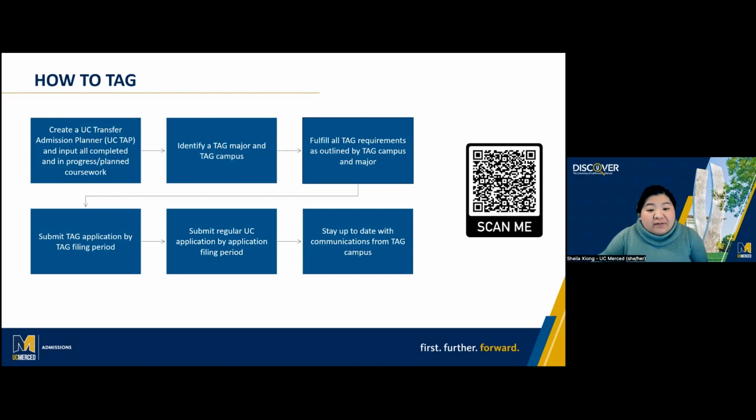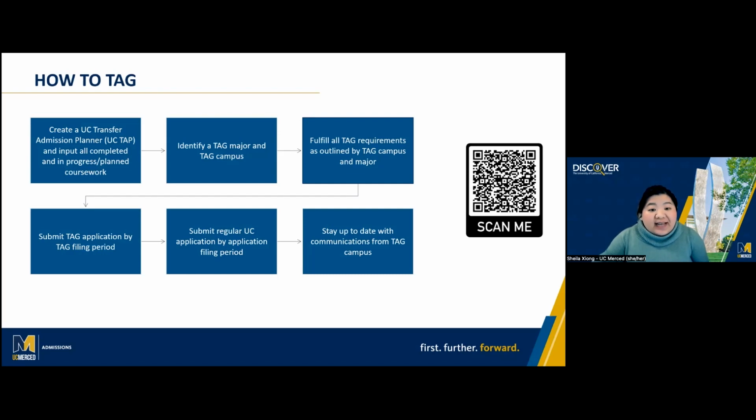Once you've identified the major and the campus that you want to TAG to, you will then need to fulfill all TAG requirements as outlined by the TAG campus and major. In addition to completing the minimum requirements, TAG sometimes requires that students complete a higher GPA or additional courses. Therefore, it's important that you pay careful attention to the TAG requirements outlined by the campus you're planning to TAG to.